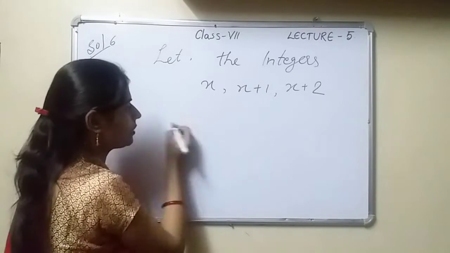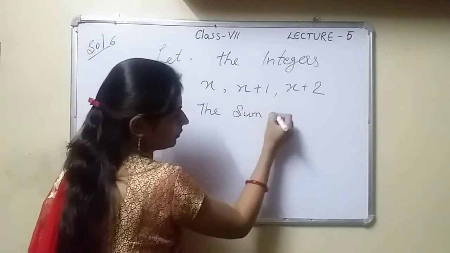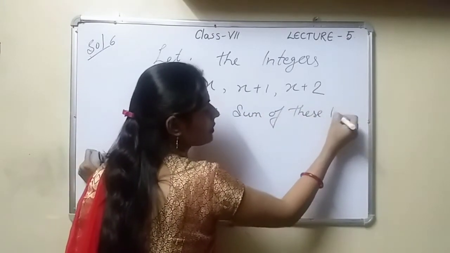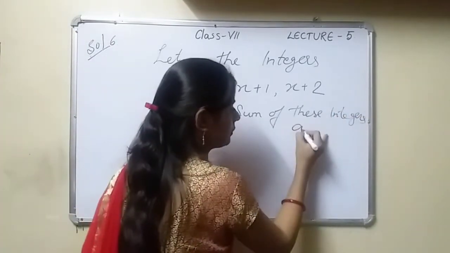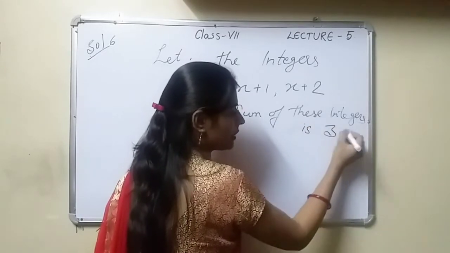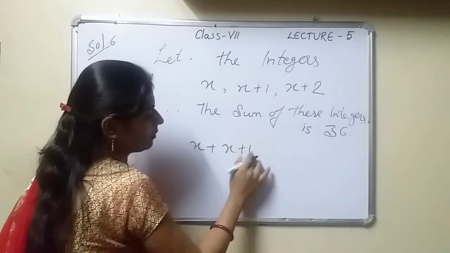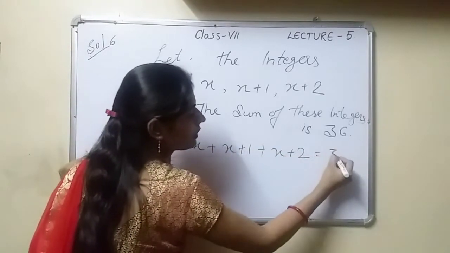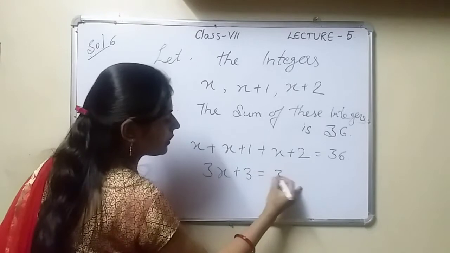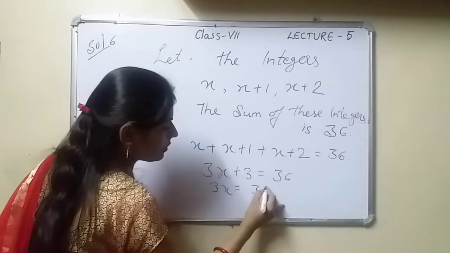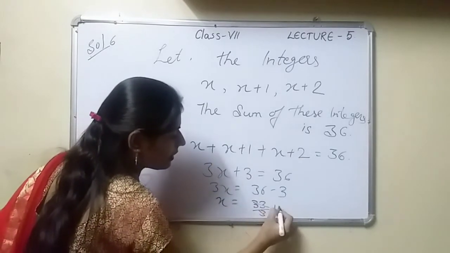Okay, it's a sum. Therefore, the sum of these integers, what is the sum given here? The sum of these integers is 36. So make their sum: x plus x plus 1 plus x plus 2 is equal to 36. Okay, now 3x plus 3 is equal to 36. So 3x is equal to 36 minus 3. It will become 33 divided by 3, that is 11.